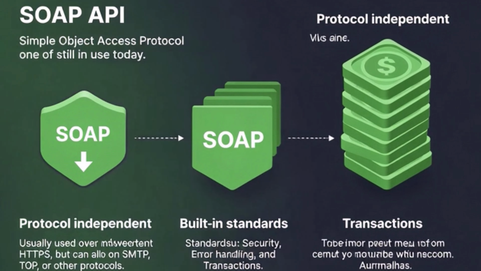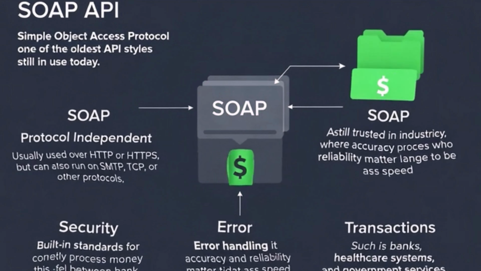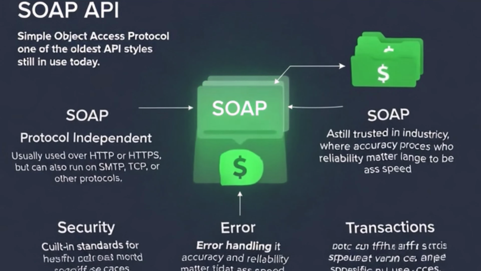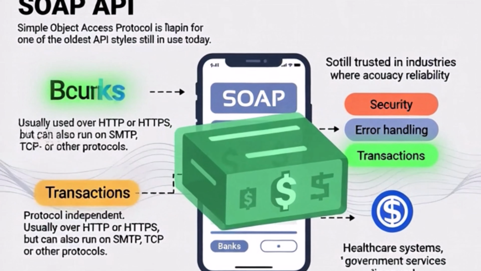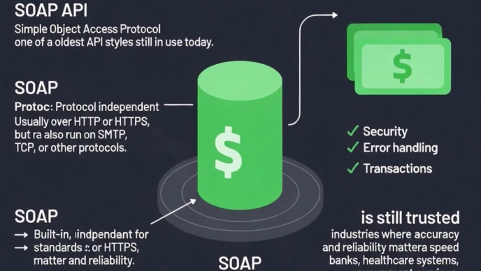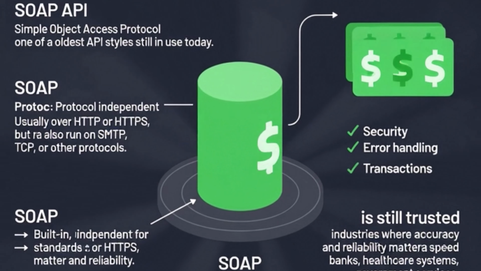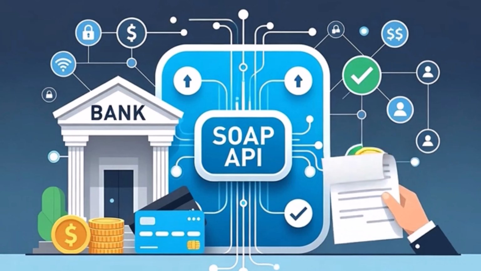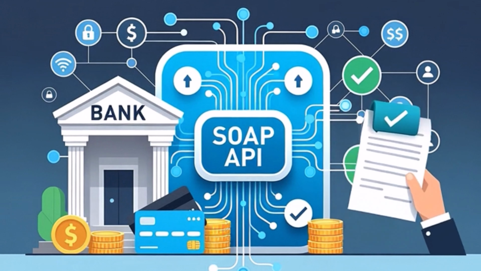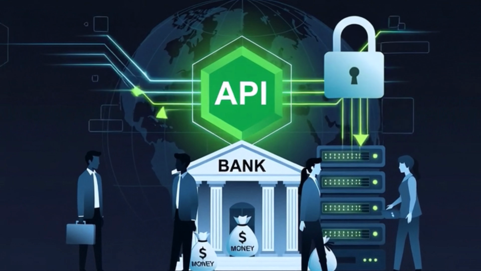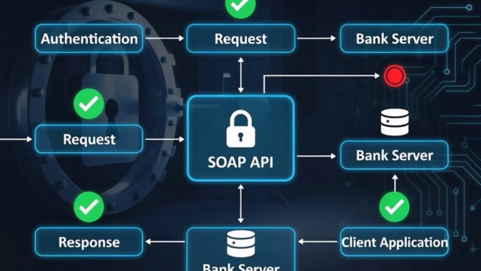SOAP also has built-in standards for security, error handling, and transactions. That's why SOAP is still trusted in industries where accuracy and reliability matter more than speed. Banks, healthcare systems, and government services still rely heavily on SOAP. For example, when you transfer money between banks, there's a very good chance a SOAP API is working behind the scenes to make sure everything is secure and correctly processed. SOAP may feel heavy and strict, but when you need enterprise-grade reliability, it's still the go-to choice.